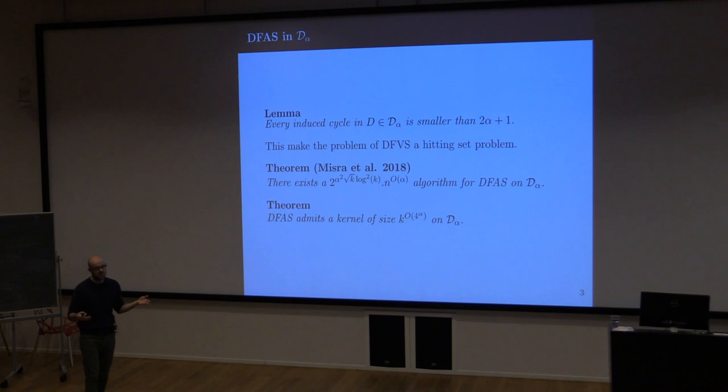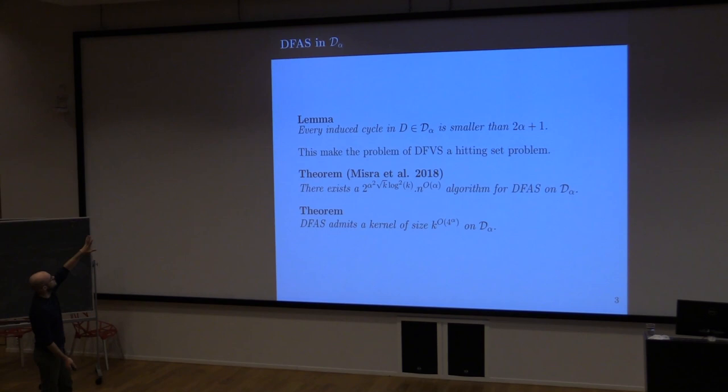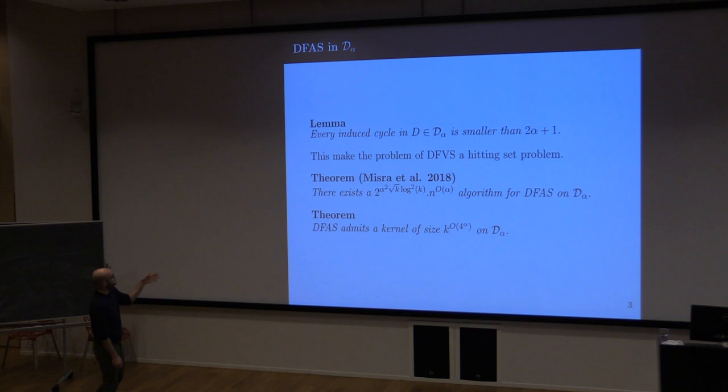For the remainder of the talk, we'll just focus on the directed feedback arc set in this class of graphs. Recently, a subset of the co-authors, basically everyone except Daniel and myself, proved that there is a sub-exponential algorithm for DFAS on this class of digraphs. And the result I'm showing today is that we can find a polynomial kernel in this class.